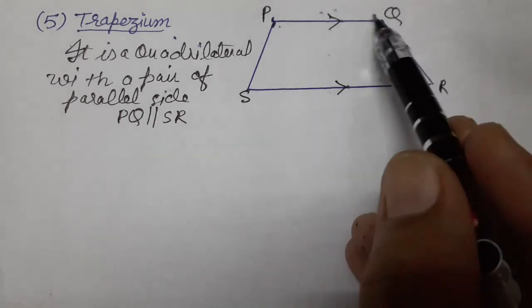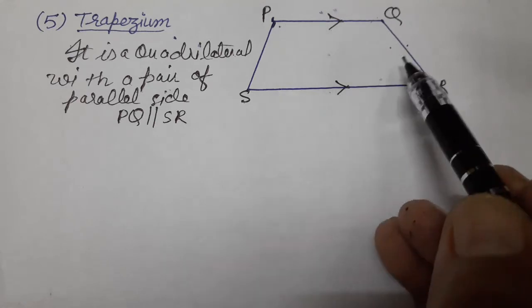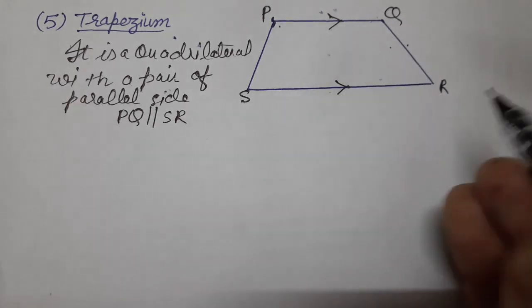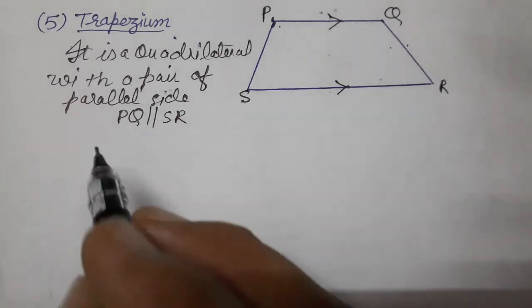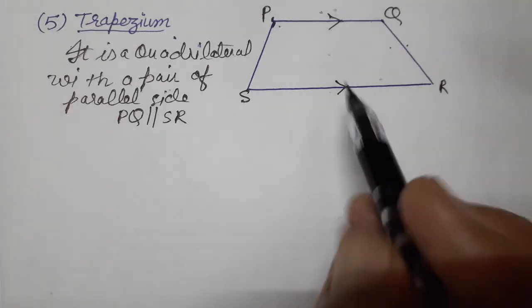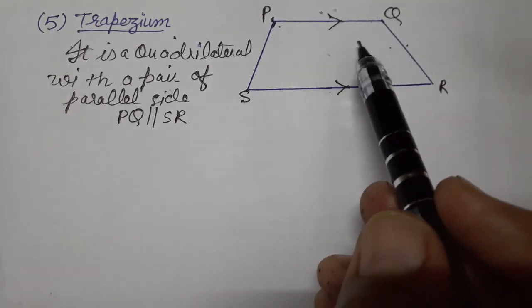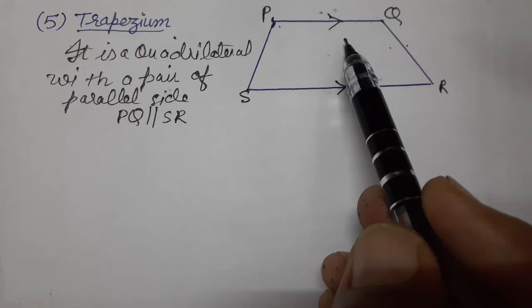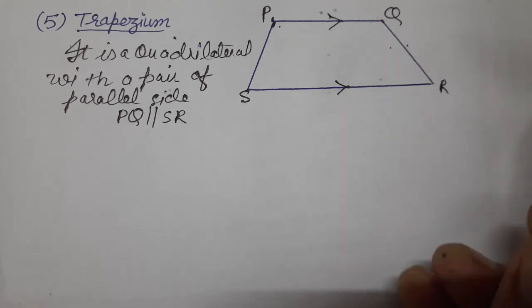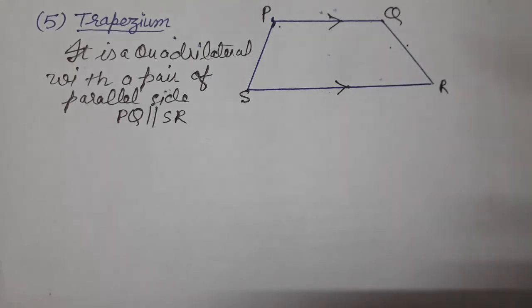Opposite angles are also not equal. See, opposite angles are not equal. Diagonals, if we make diagonals, then they are also not equal. So all things are not there. Diagonals not equal, opposite sides not equal, opposite angles also not equal. So this is a trapezium.